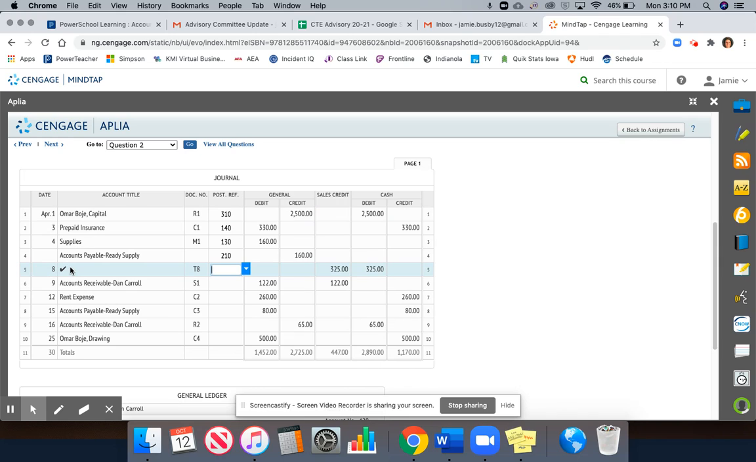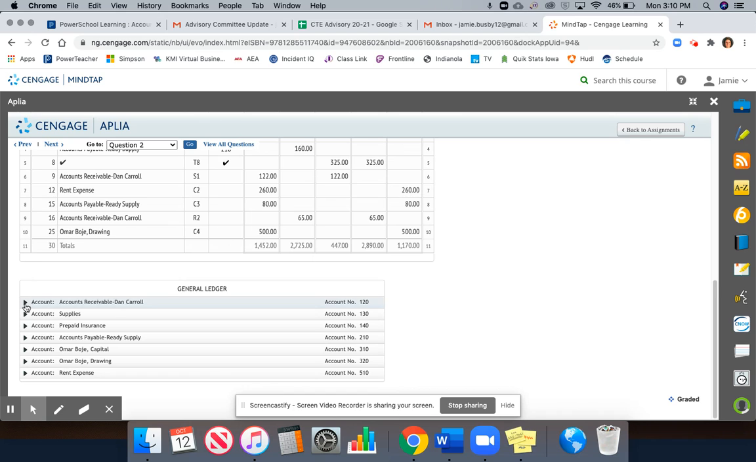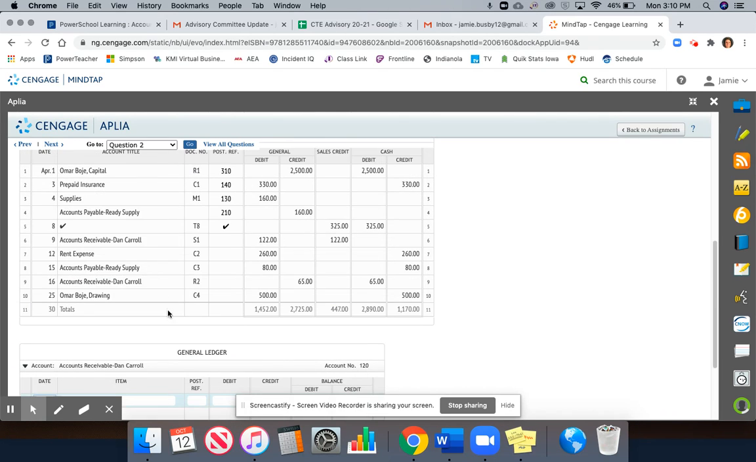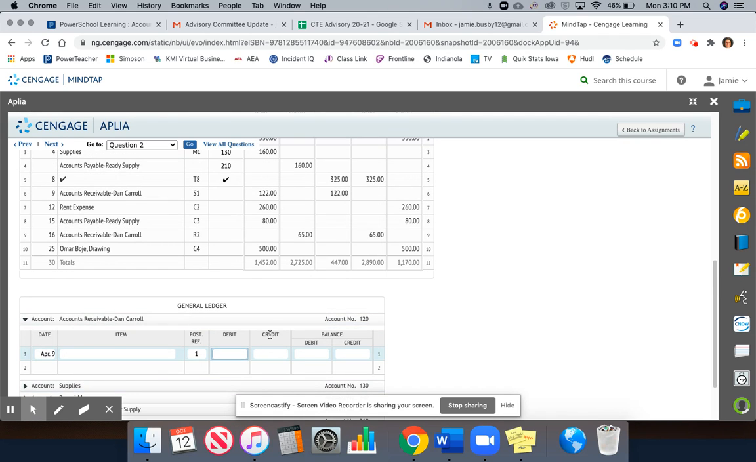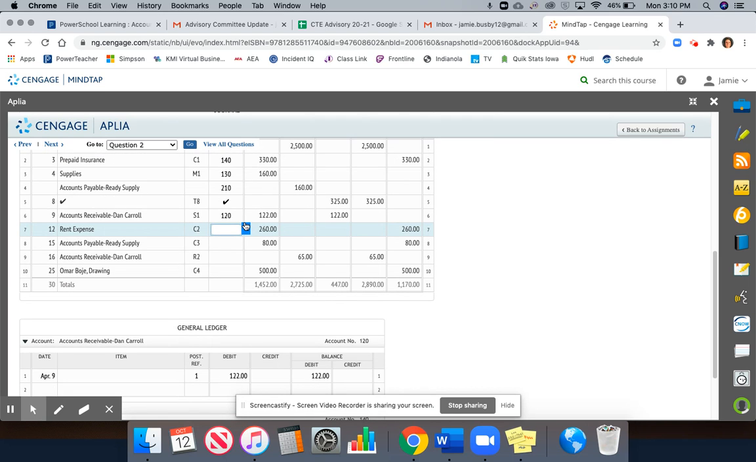Now this one, our check mark entry, where we use 2 special columns, sales and cash, there's nothing in the general column for us to post. So here, we'll need another check mark. So there's nothing to post for that line. Moving down to the 9th, accounts receivable, Dan Carroll. Go into his account. This would be April 9th, still on page 1, a debit of $122. So our balance is a debit of $122. Take account number 120 back up into our journal.